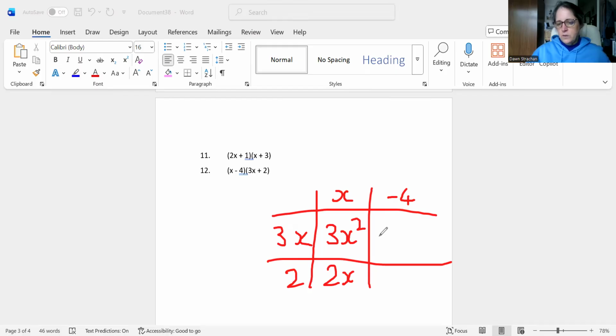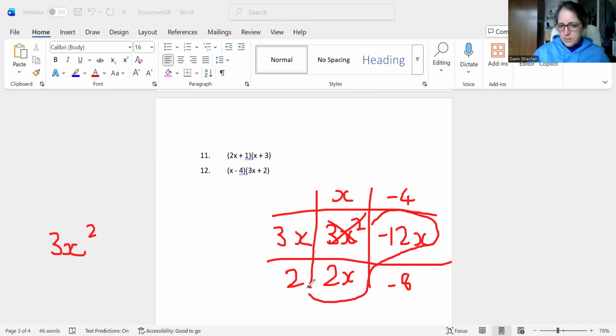3 times minus 4, negative times positive is a negative, so minus 12x. And negative times positive, so minus 4 times 2 is minus 8. Okay, hopefully this is still making sense. So we've got 3x squared, and that's this box done. And then we've got our minus 12 plus 2, which takes us to minus 10x. And then we're left with minus 8 on the end.